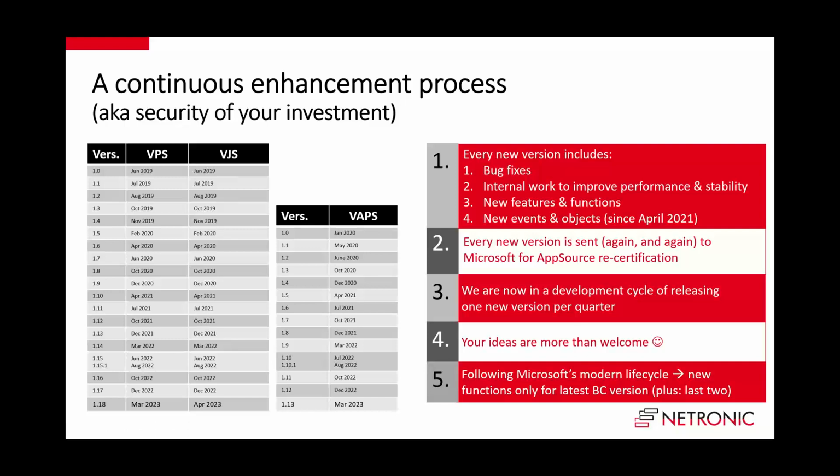So as you can see from this list, we are on a cycle where we release a new product version basically once a quarter for all three products. Typically the versions include bug fixes, always internal work to improve performance and stability, and then new features and functions, and from time to time, events and objects. We always publish this for App Source. Once it is on App Source, we also upload it to our internal partner portal so that you can also get it from there for your on-prem demo environments or for on-prem installations.